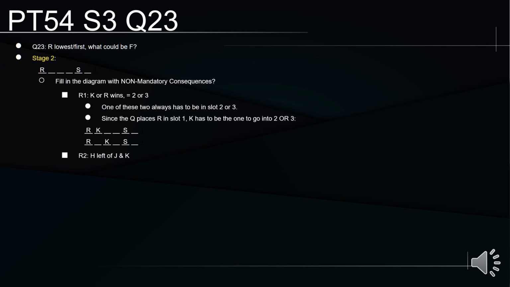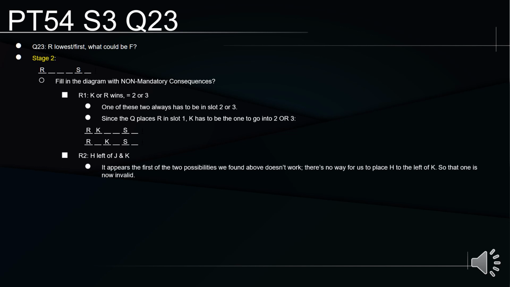So now I'm going to move on to Rule 2 and see if adding that to the mix yields any other insights for us. And it does. It appears that the first of the 2 possibilities that we have found just above doesn't work, because in that first possibility where R is first, K is second, and S is 5th, there's no way for us to place H to the left of K. There's no room to squeeze H in there. R and K are in the first 2 slots. There's no room for H. So that one is now invalid according to Rule 2.